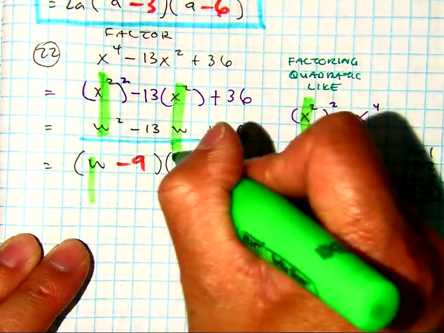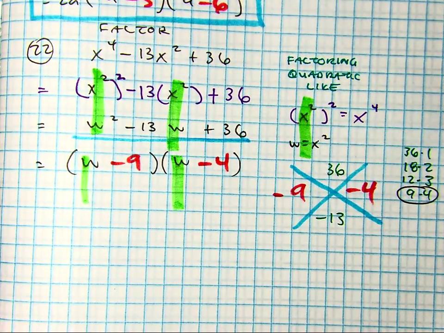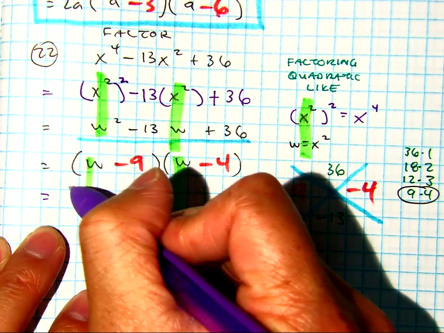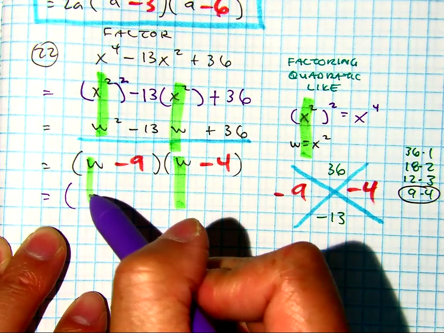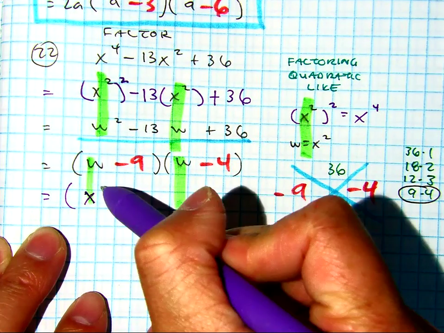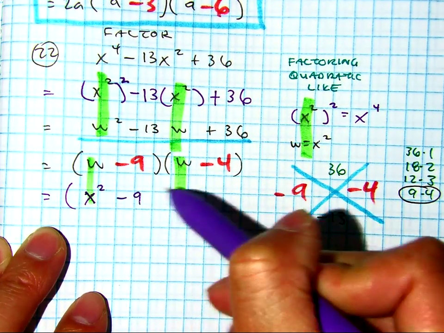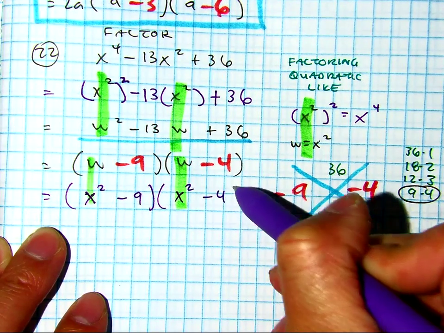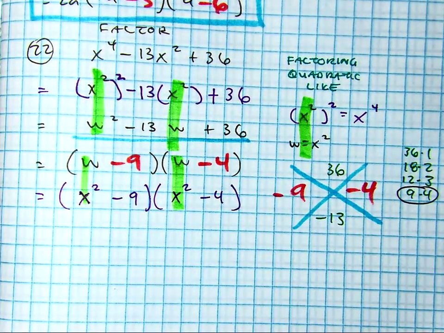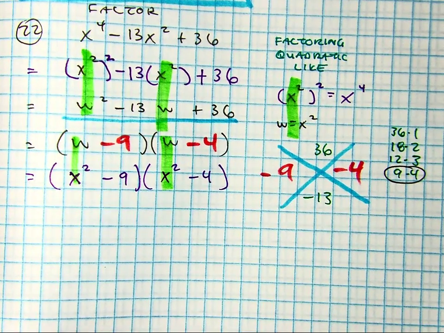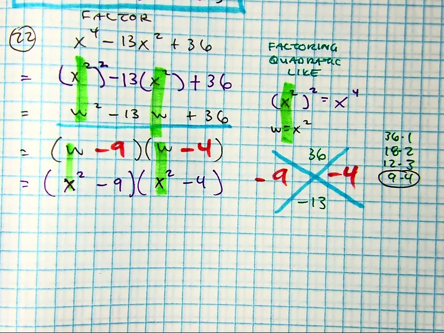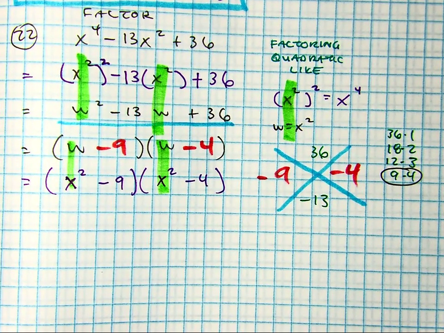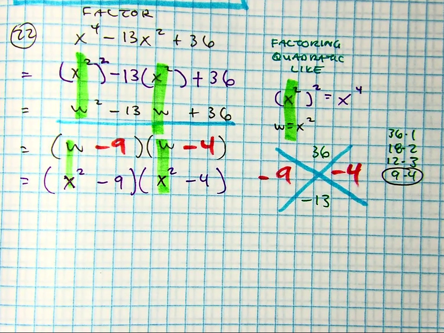Oh, this is a fun problem. So I now have what? x squared minus 9, x squared minus 4. But it's like the newest phone, it gets even better. We get to factor again.